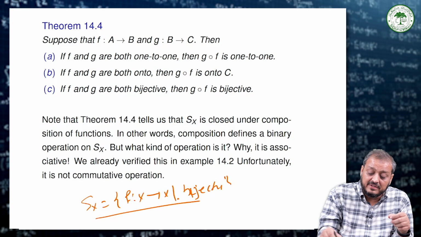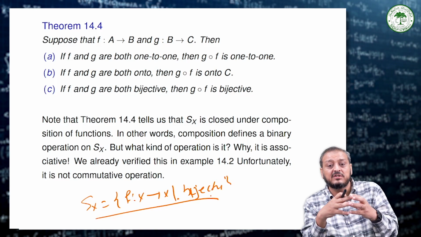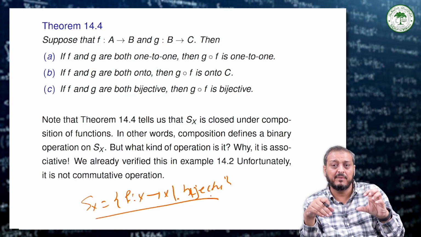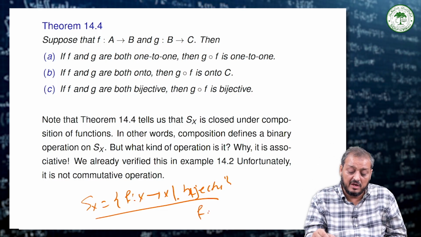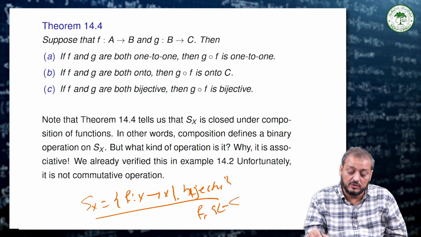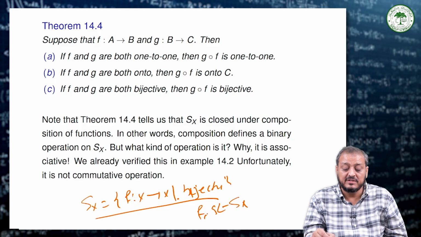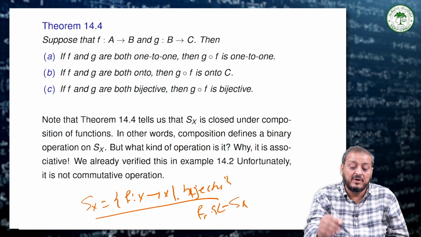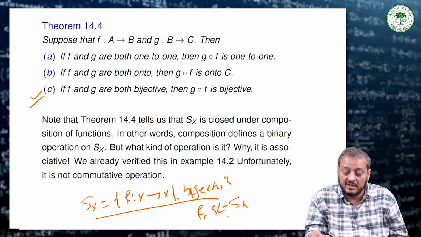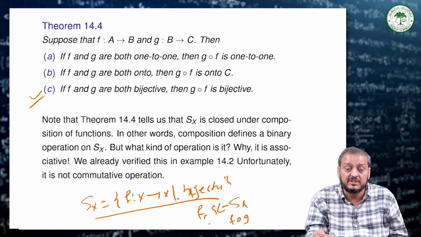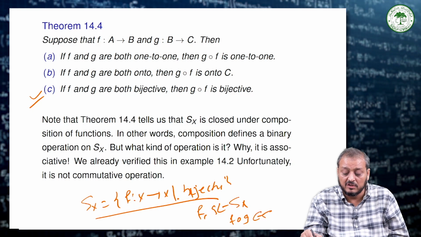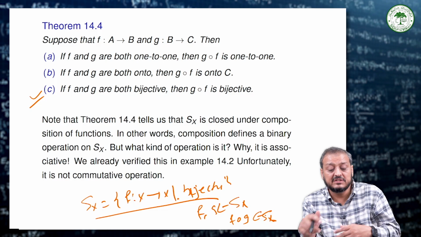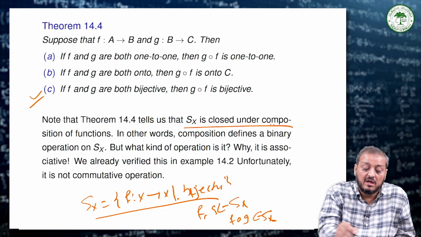So, consider the collection of all bijective functions. If f is bijective and g is bijective, so f and g are elements of Sx, then by this part we can say that f composition g is also bijective. If f composition g is also bijective, it is also an element of Sx, and that means Sx is closed under the composition of functions.